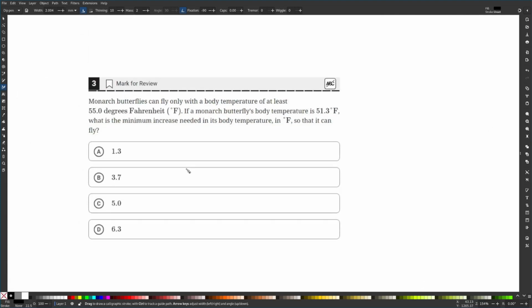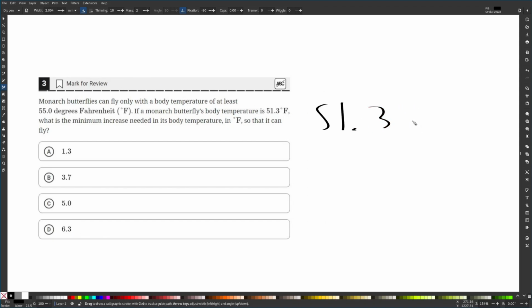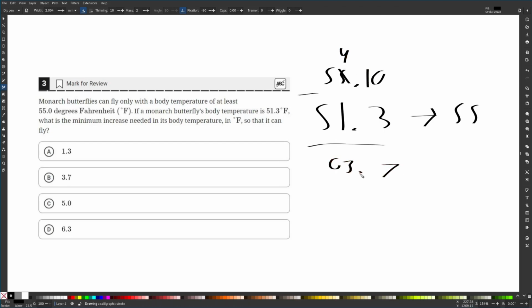Monarch butterflies can fly with a body temperature of at least 55 degrees Fahrenheit. If a monarch butterfly's body temperature is 51.3 Fahrenheit, what is the minimum increase needed in body temperature in Fahrenheit so that it can fly? Okay, so we're just asking, how do we get from 51.3 all the way to 55? This is a subtraction problem, so we subtract the two, 55.0 minus 51.3. You can't do 0 minus 3, so carry the 1. And you would get 3.7.